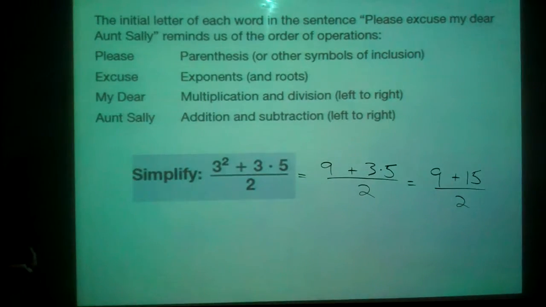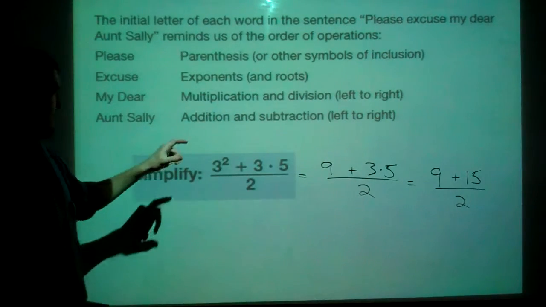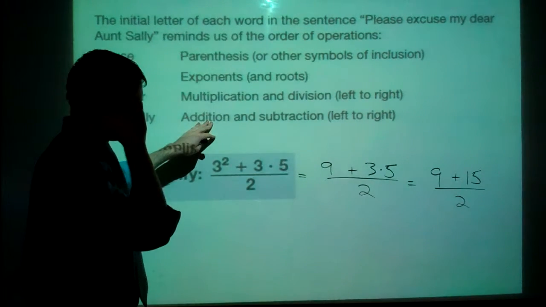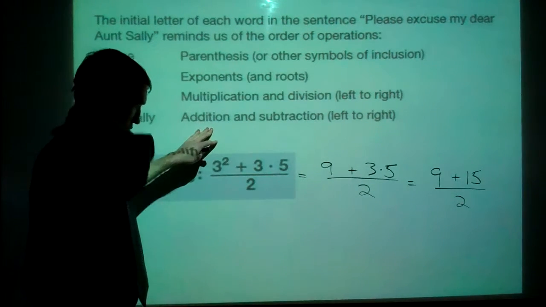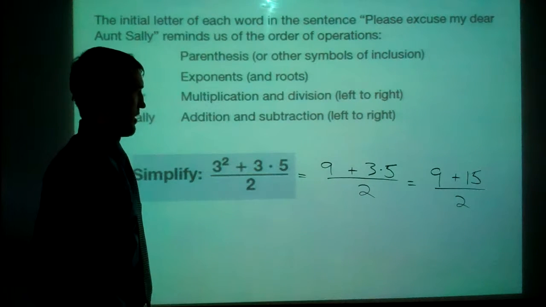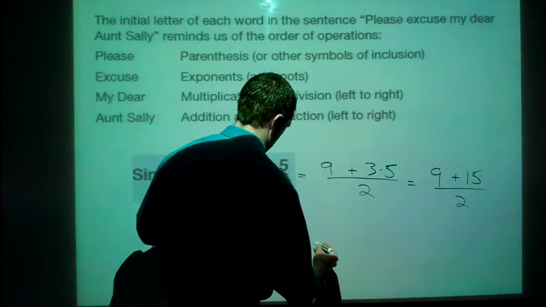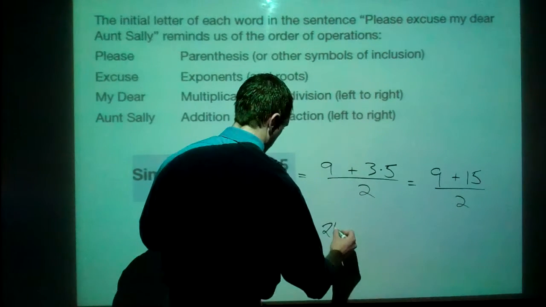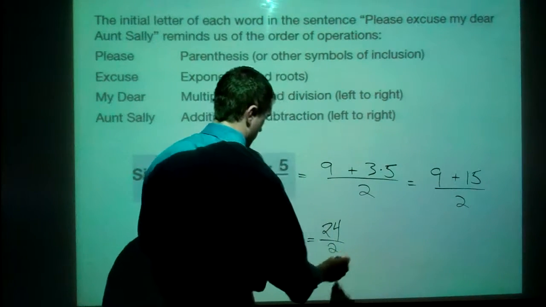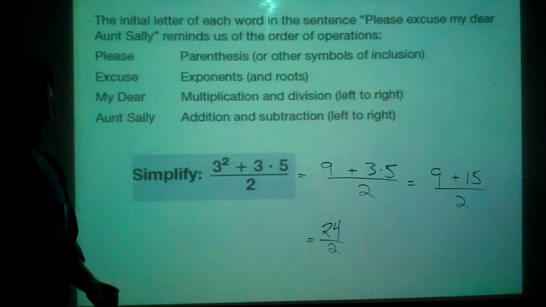And our last step, we are now down to addition and subtraction. So let's add. We've got 9 plus 15. That's 24. So we've got 24 all over 2. And now we can actually divide.